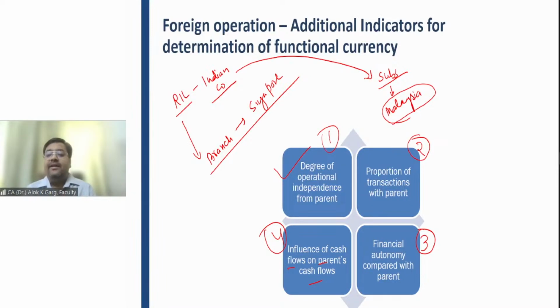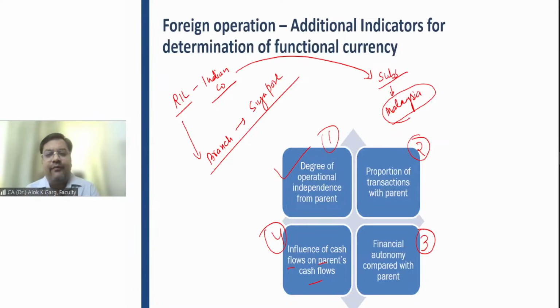Sir, but that entity could be in Singapore. Entity could be in UK. In that case, let's say Reliance functional currency is INR. Then how come that entity's functional currency is INR? So going by these conditions, the functional currency would be INR, sir. But how come this US based entity or UK based entity or Singapore based entity will present its financial statement into INR?